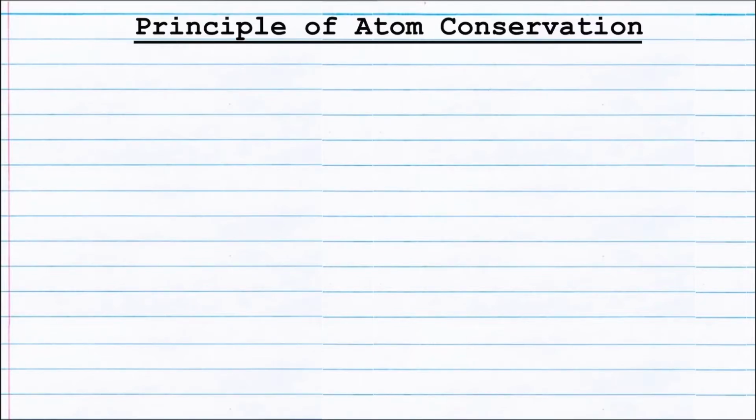Principle of atom conservation, or conservation of atoms. This means that the number of atoms is conserved, or the number of moles of atoms is conserved. Let's take an example: KClO3 forming KCl plus O2 gas.